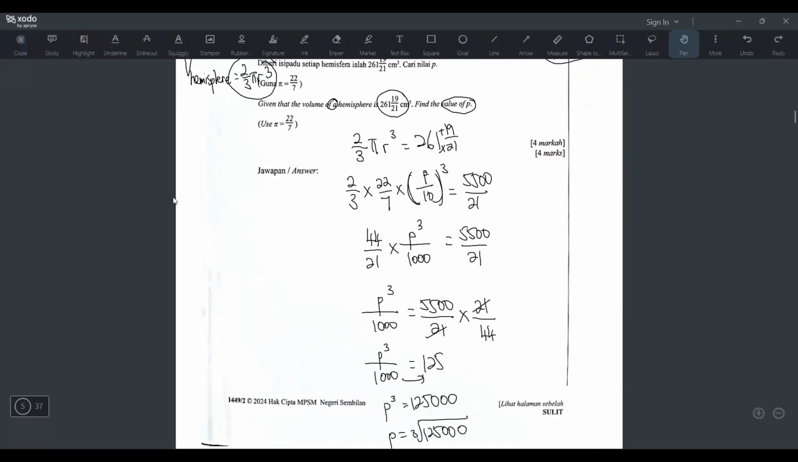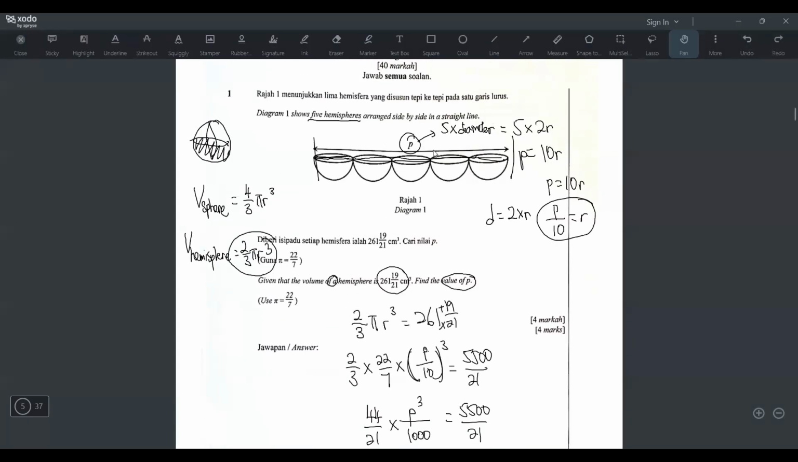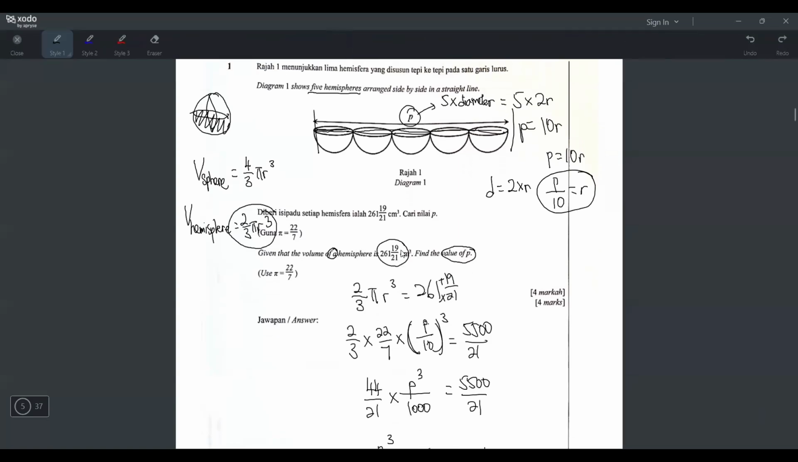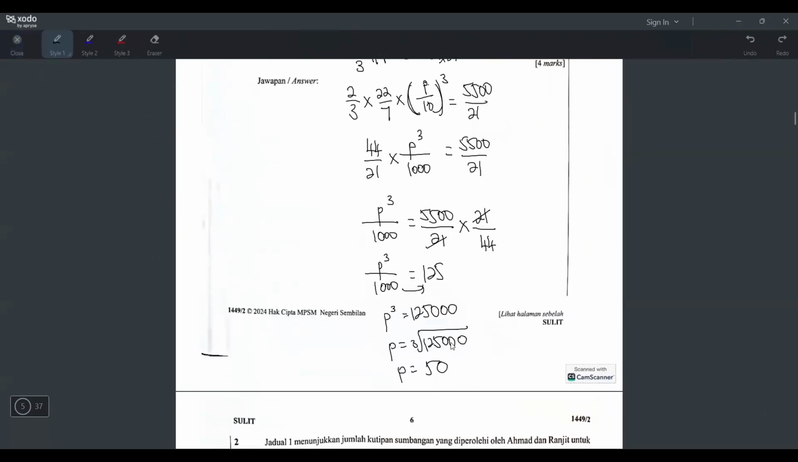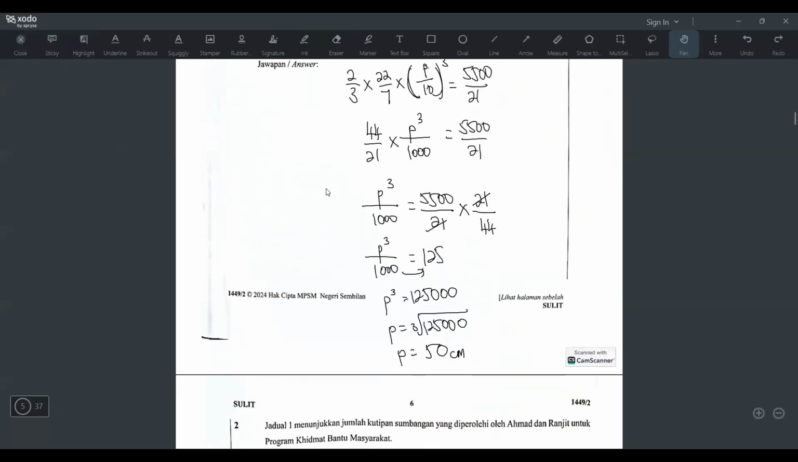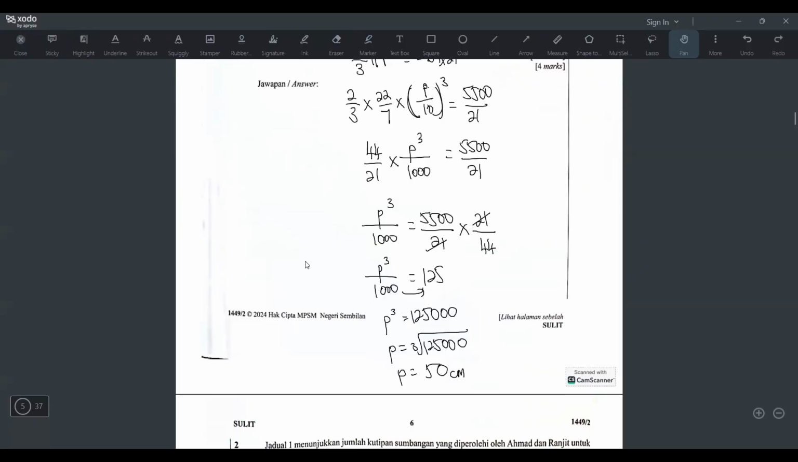And let's write the unit, just to be safe, right? So P, I think it will be in centimeter. You know why? Because the volume just now is in cm cube. So if the volume is cm cube, then the radius will automatically be in cm also, right? Okay, so let's go back down and just put cm here because P is the length, right? And that's the answer, right? So 4 marks. Okay, I'm done.